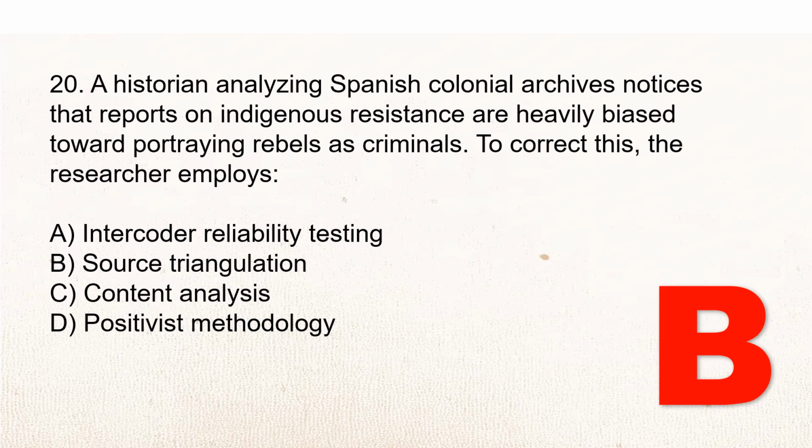Now, let's discuss the other choices. Intercoder reliability testing checks consistency among researchers, not source bias. For letter C, content analysis categorizes themes in text but does not necessarily correct biases. Letter D, positivist methodology prioritizes objective measurement but does not address historical bias. Letter B is the best answer.